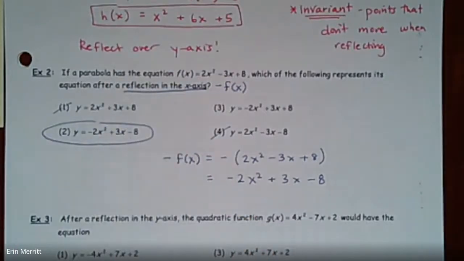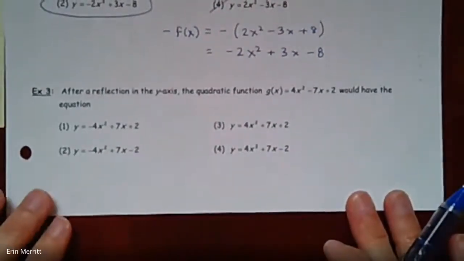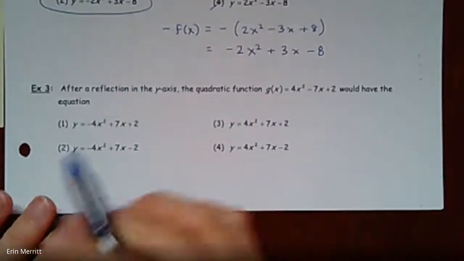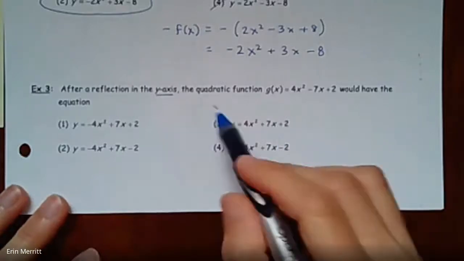Now that's an algebraic way to approach it. Anytime you're given multiple choice, there is nothing wrong with doing a little bit of working backwards. So when we do this next one, you can do an algebraic approach, or you could work it backwards, like a process of elimination. It's saying after a reflection in the y-axis, which one would be the correct equation?